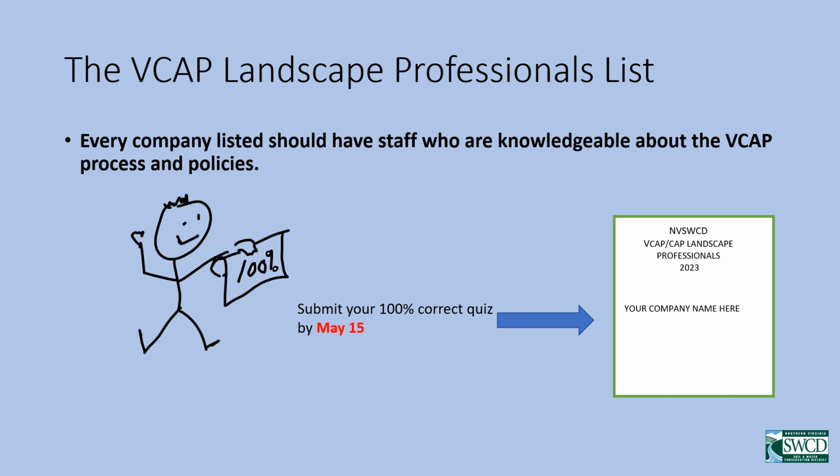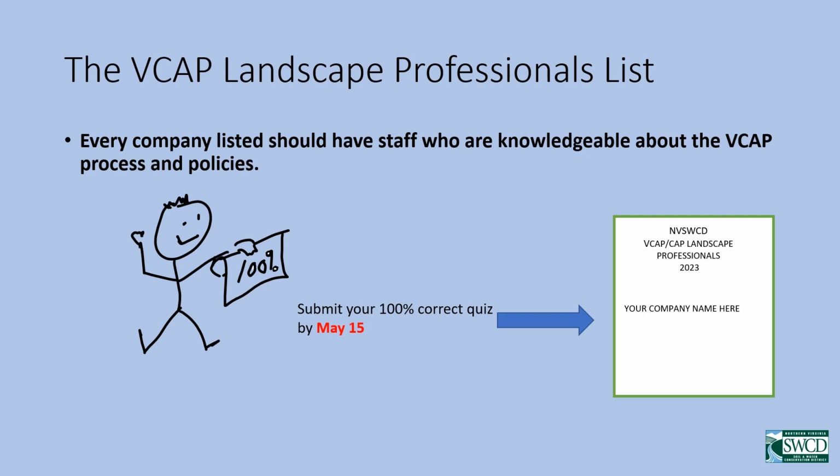The program has a real need for you all to be part of the solution, and so we like to be able to provide your names, your companies to people who are interested in the program. So we ask that you take these webinars and take our quiz. We ask that you take the quiz, retake it until you get all the answers right, submit that by May 15th, and we will put your company on our list, which goes to every interested applicant that we talk to about this program.